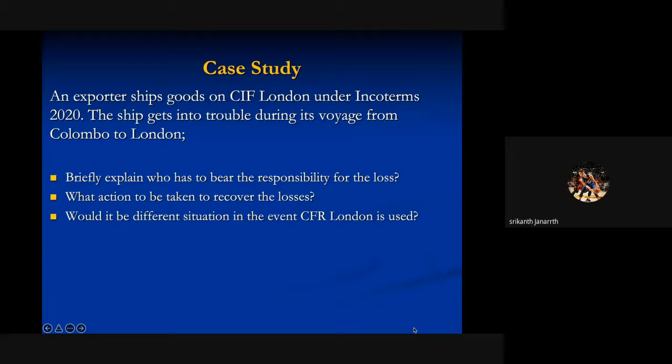Since CFR and CIF, the obligation of the seller, or the risk transfer from seller to buyer, is at the point the goods have been loaded on board of the vessel.